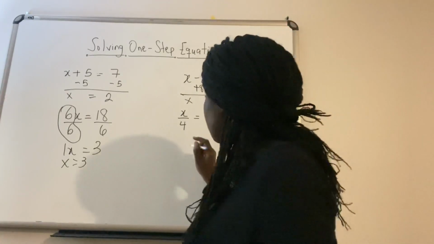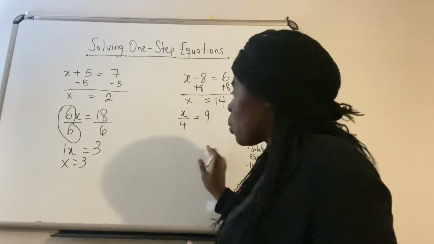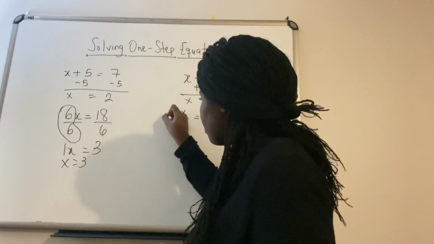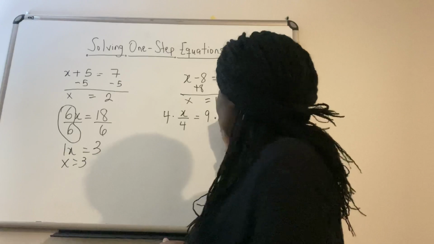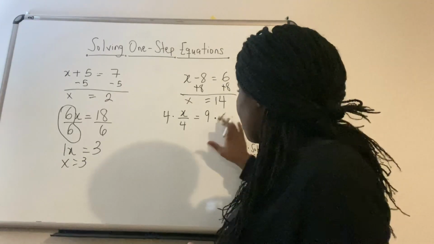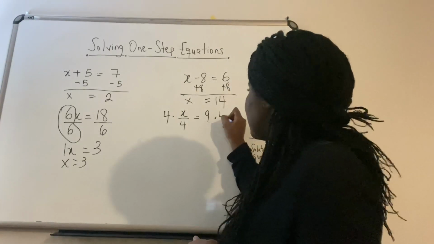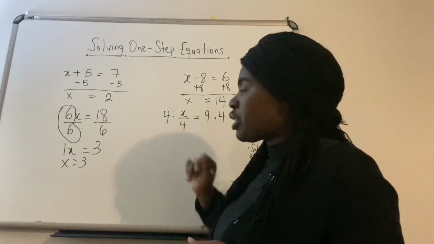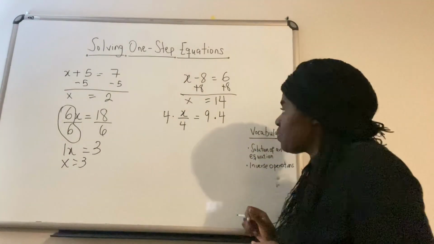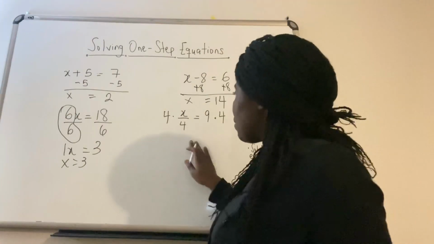All right, so here we have x divided by 4 is equal to 9. What we're going to do is multiply both sides by 4. So we have times 4 and then times 4. I'm putting a dot because obviously I have an x here and I don't want to confuse that with another x for multiplication.